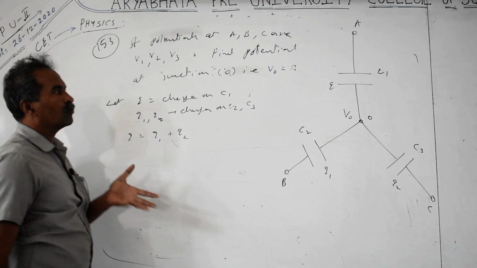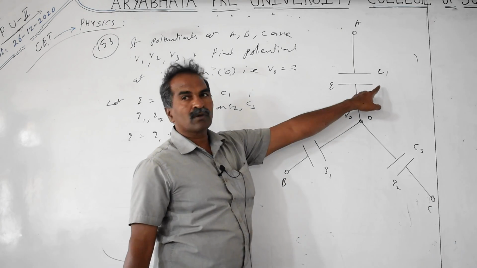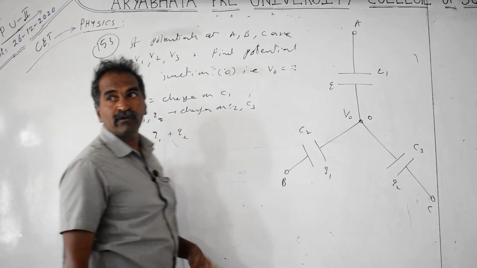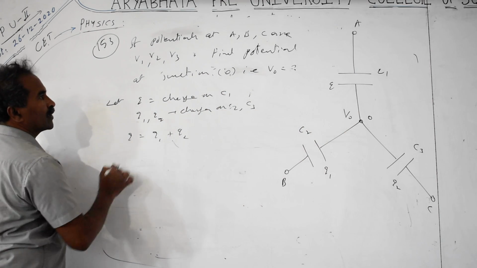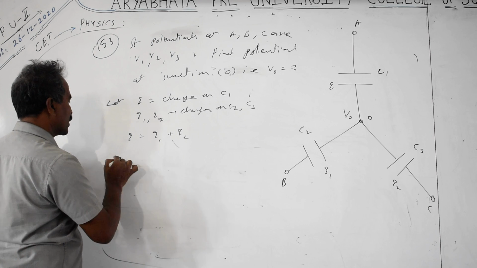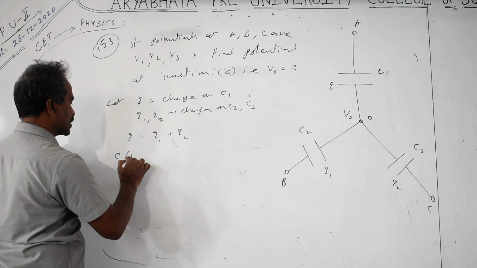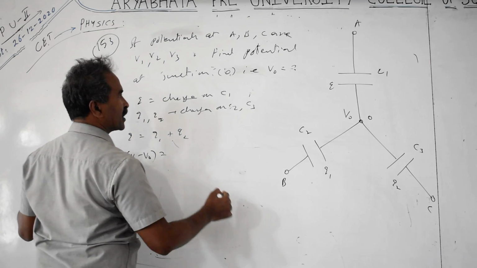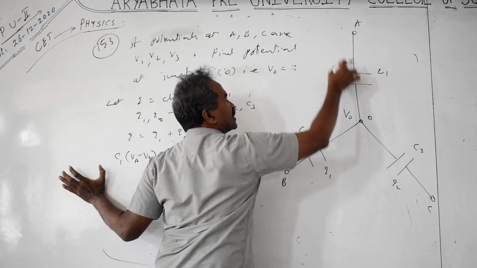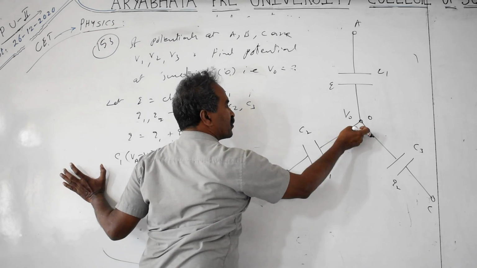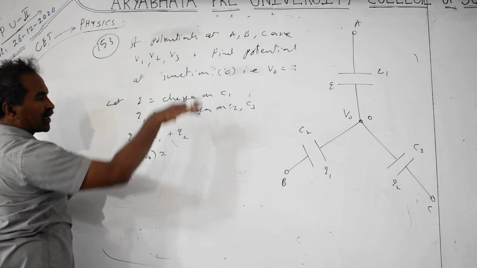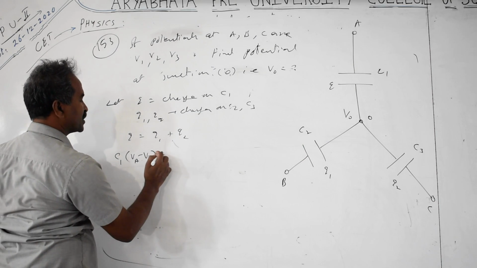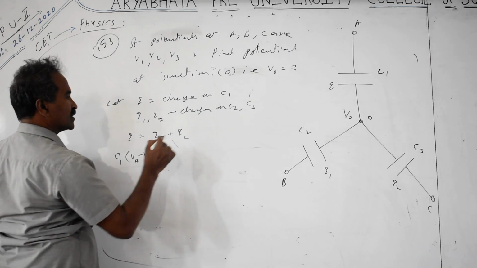What is C equal to? Q by V, the formula you have to use. So C1 is equal to Q by VA minus VO. VO you have to find out. Q equal to CV. So C1 into the potential difference, that is VA minus VO, is equal to Q1. You take the given potential from here as positive, so this side will be higher potential. You always have to take from higher to low potential. Imagine positive charge initially given is equal to Q1.